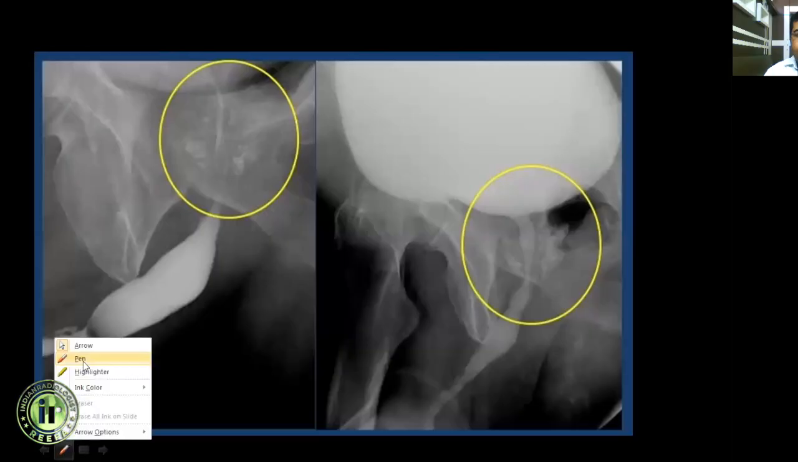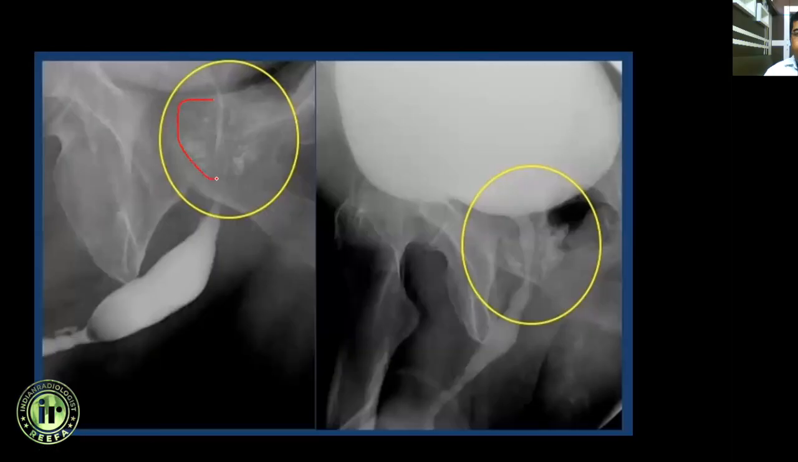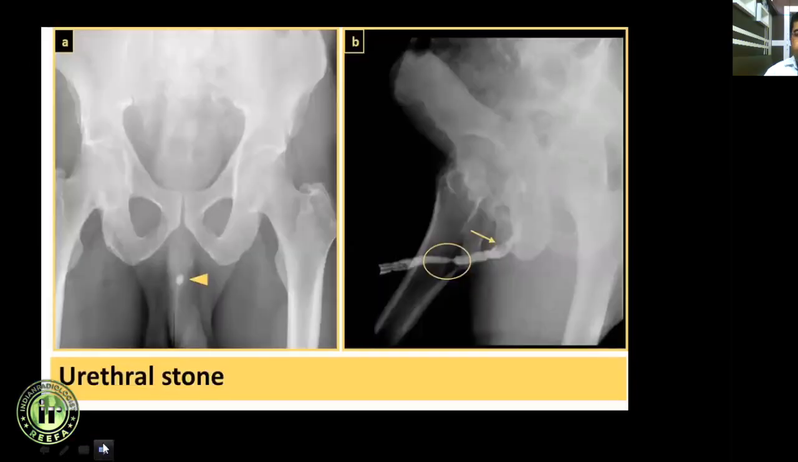Sometimes you might see, because of excess pressure, the filling of the prostatic ducts. So don't confuse this with extravasation, or contrast that has gone beyond the urethra. Don't confuse it with that. This is the prostatic urethra, and this is filling of the prostatic ducts by the contrast, which is a normal thing.